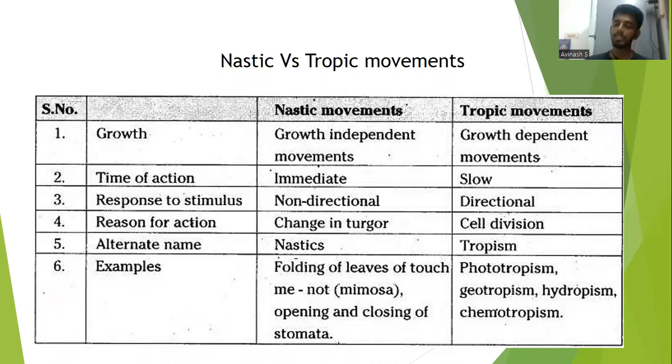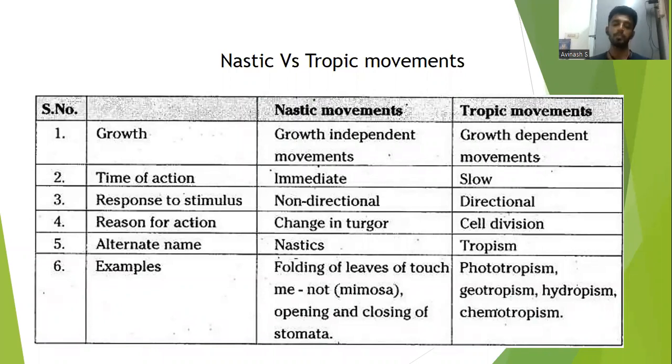Third one, response to stimulus. Nastic is non-directional because it is independent of direction. It happens in whichever direction we touch, based on the stimulus. But tropic movement is completely directional, whether it is towards sunlight, away from sunlight, towards root, away from root, and all that.